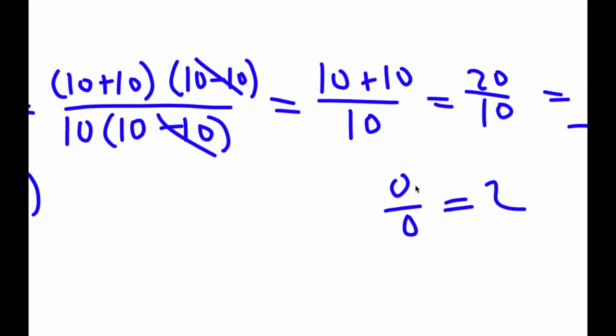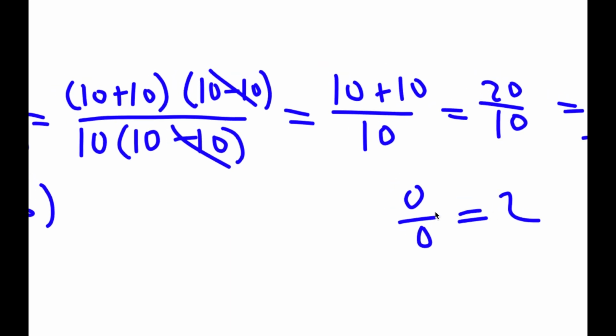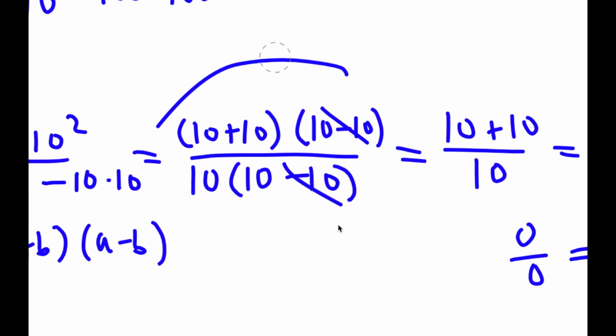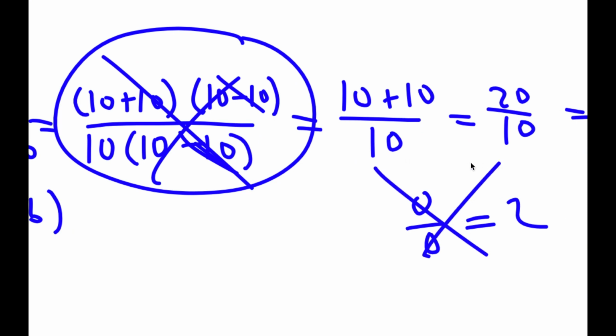So obviously 0 over 0 is not equal to 2, and if you're wondering where the error is in this proof, it's in this step right here, when I canceled out the 10 minus 10 over 10 minus 10. 10 minus 10 is simply 0. So 0 divided by 0, remember, that's not equal to 1. 0 divided by 0, that's indeterminate. So I can't actually cancel these two out because that's simply implying that 0 divided by 0 is 1, which it's not. So this is wrong, and 0 divided by 0 is not 2.